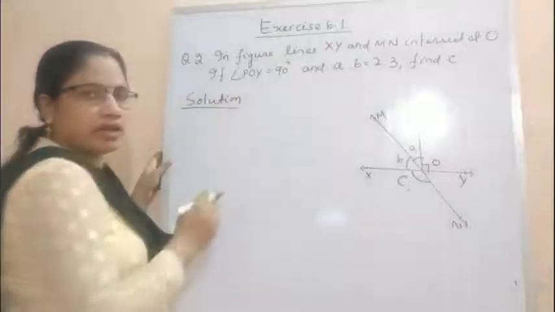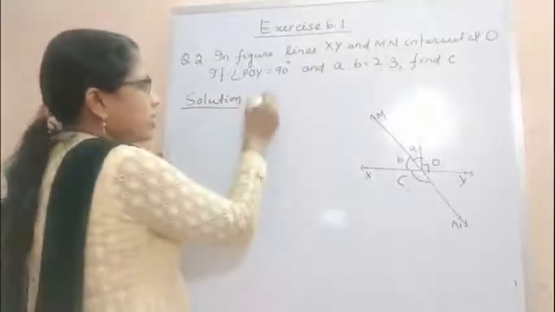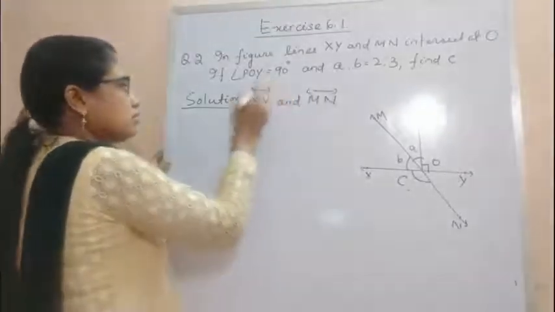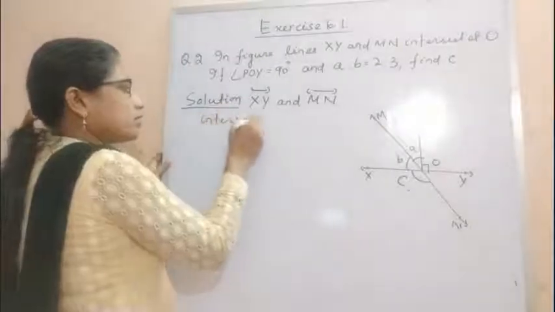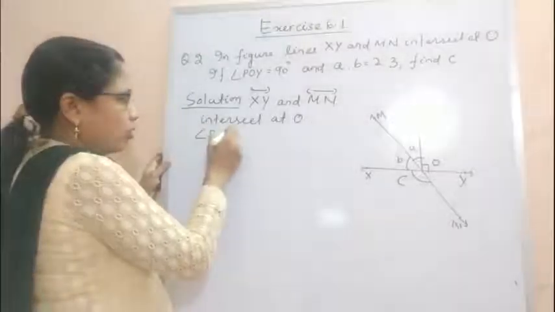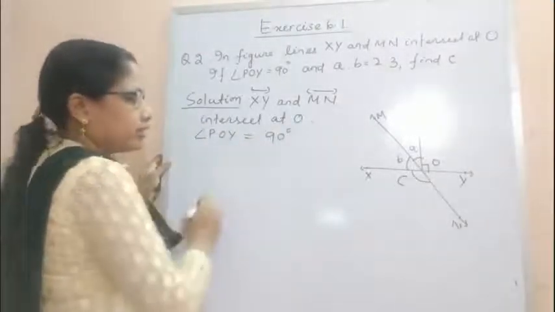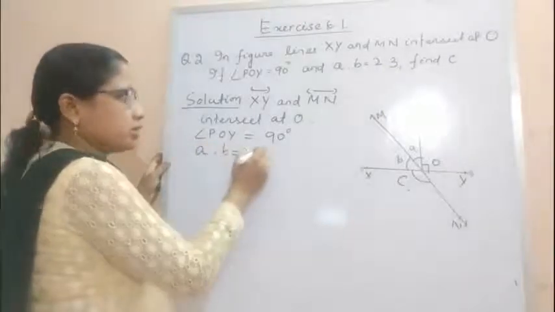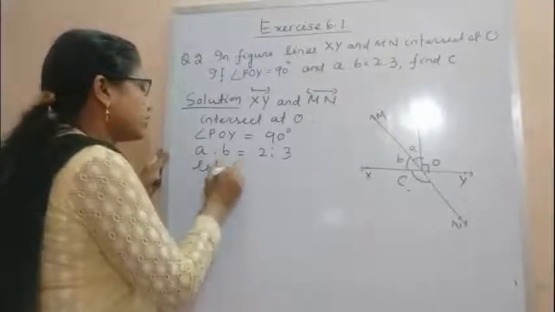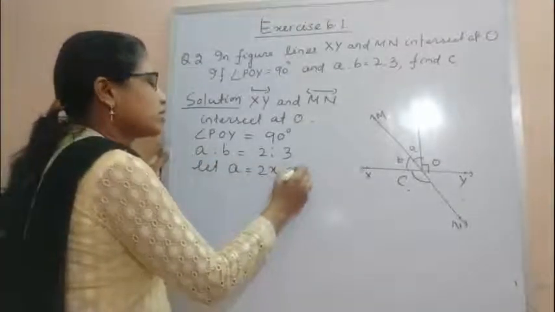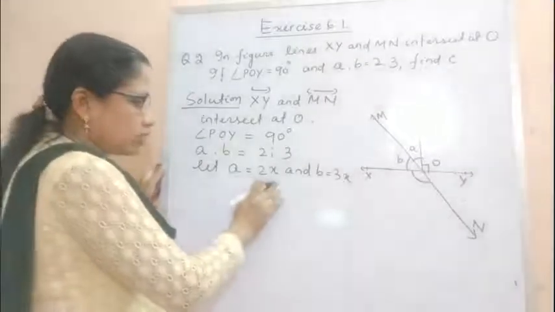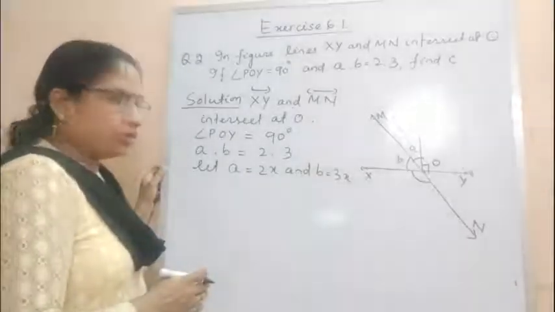First you write the given parts. XY and MN are lines that intersect at O. Angle POY is equal to 90 degrees and A is to B is equal to 2:3. These are given. So let A be equal to 2x and B be equal to 3x.